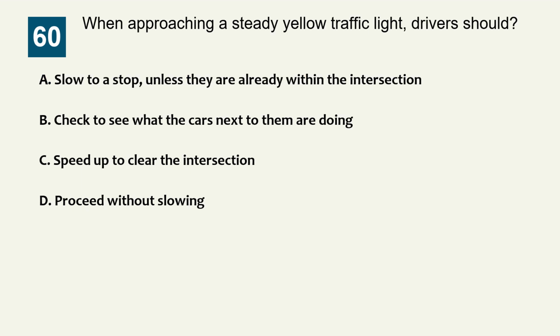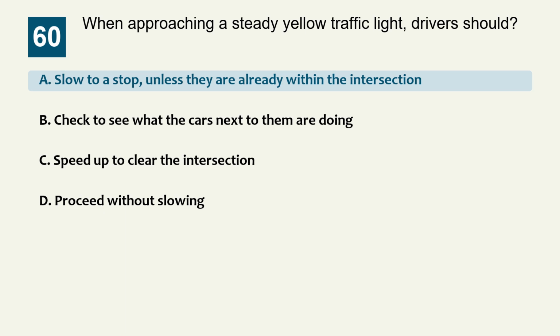Question 60. When approaching a steady yellow traffic light, drivers should: option A, slow to a stop unless they are already within the intersection. Option B, check to see what the cars next to them are doing. Option C, speed up to clear the intersection. Option D, proceed without slowing.